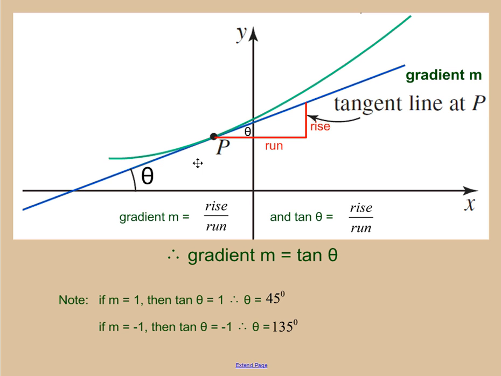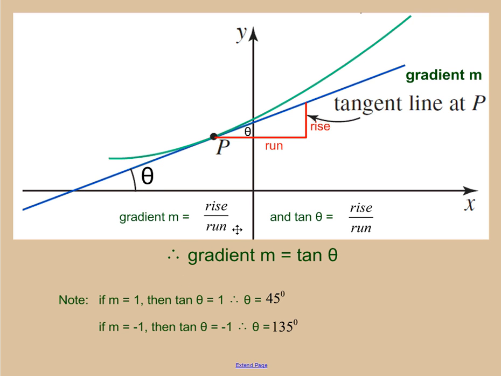Now that angle there would be the same as the angle which the tangent makes with the x-axis, because those two angles are corresponding angles, since the x-axis is parallel to the run. Now, using trigonometry within the triangle, tan theta is equal to the opposite over the adjacent side, which is rise over run. So therefore, if the gradient's rise over run, then it follows that the gradient m is also equal to the tan of the angle that the tangent makes with the x-axis.